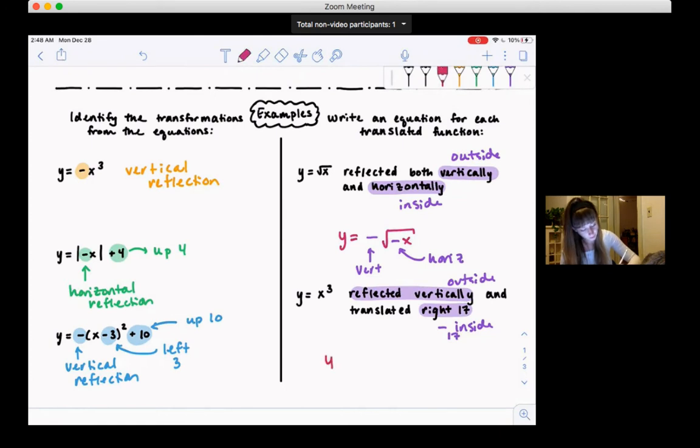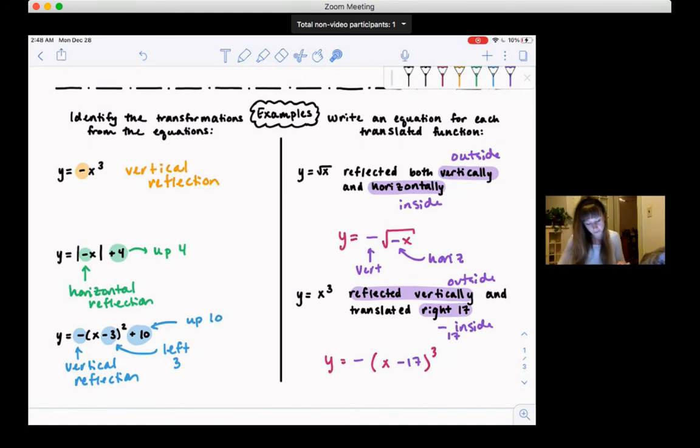Okay, so y equals, outside the function, before we do anything, we need a negative for that vertical reflection. Then I'm going to go inside my function, so inside the cube, x, and then I need -17 to take us right 17. So this is our vertical reflection, the negative outside, and then minus 17 inside takes us right 17.